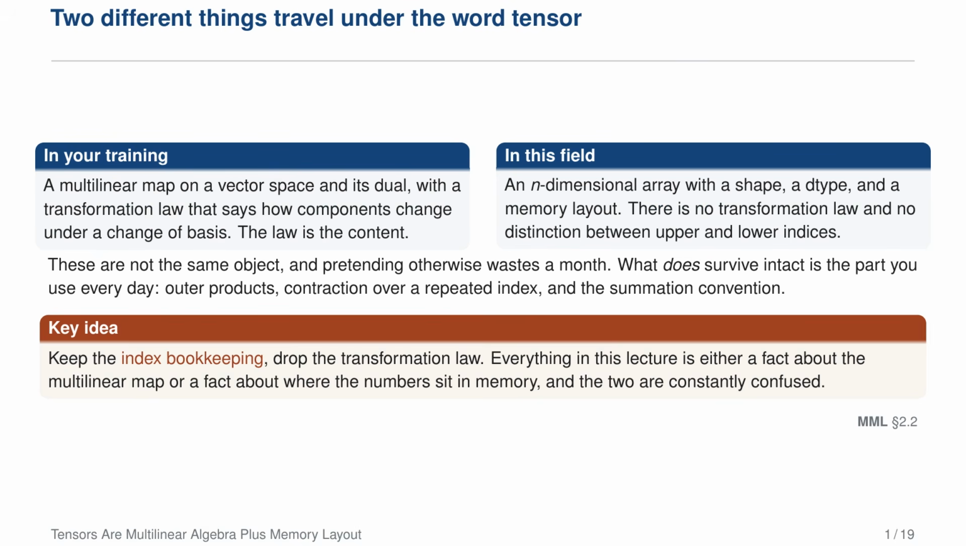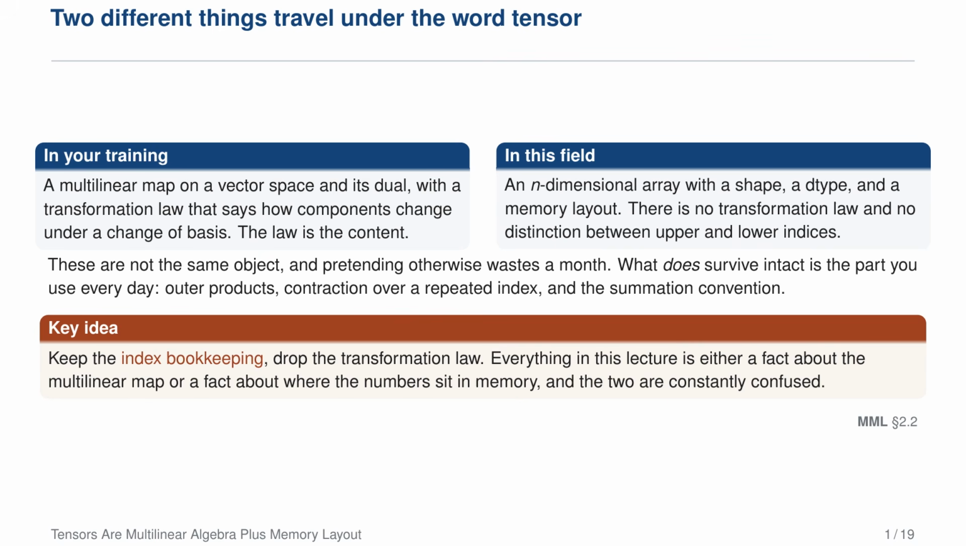Let me start by separating two things that share a name. In your training, a tensor is a multilinear map on a vector space and its dual, and it carries a transformation law saying how its components change under a change of basis. That law is the whole content of the definition. In this field, a tensor is an n-dimensional array with a shape, a data type, and a memory layout. There is no transformation law and no distinction between upper and lower indices. These are not the same object, and pretending that they are wastes about a month.